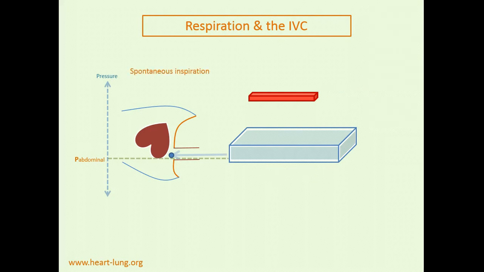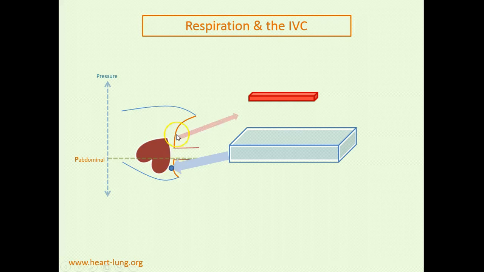So let's talk about what happens during a spontaneous inspiration. When you breathe in, intrathoracic pressure falls, and the heart will bring that right atrial pressure below the abdominal pressure here, the green line again. And when that occurs, the transmural pressure of the IVC becomes negative and it collapses. And what I've illustrated here is this tends to augment venous return, this increase in the blue arrow here, which is why you tend to bolus the heart when you breathe in.